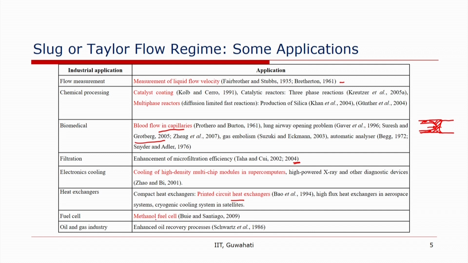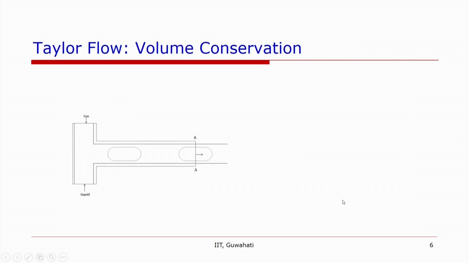In fuel cells, one has gas liquid flow, so one has this flow regime, and in the oil and gas industry, where the channels might not be straight, but there is flow of oil and gas and the displacement of one fluid by another, there one will observe the Taylor flow regime, might be gas liquid or liquid liquid flow. So it has a number of applications.